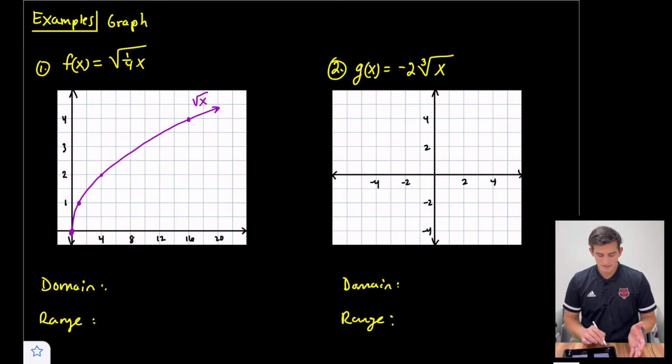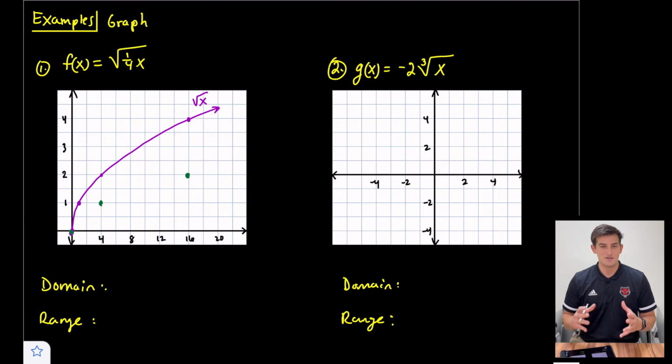So what we're going to do is take these 3 points, and really probably just the first 2, and multiply their x values by 4. That's going to horizontally stretch us away from the y-axis. My origin point is going to stay there because 0 times 4 is still 0. But now instead of having a point at (1, 1), we're going to have a point at (4, 1). We stretched it from 1 to 4. Instead of having a point at (4, 2), we're going to have a point at (16, 2), since 4 times 4 gets us to 16.